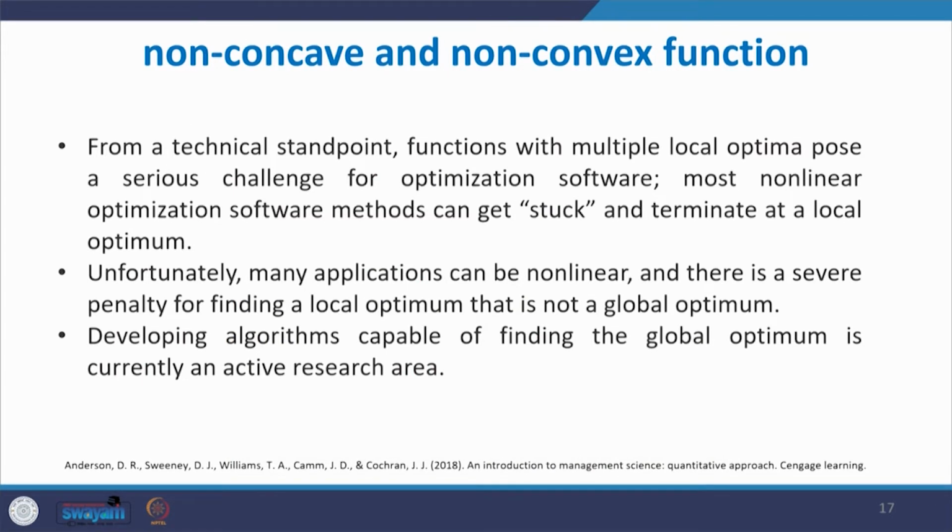So, from a technical standpoint, functions with multiple local optima pose a serious challenge for optimization software. Most nonlinear optimization methods can get stuck and terminate at a local optimum. Unfortunately, many applications are nonlinear, and there is a severe penalty for finding a local optimum that is not a global optimum. So, developing algorithms capable of finding the global optimum is currently an active research area.